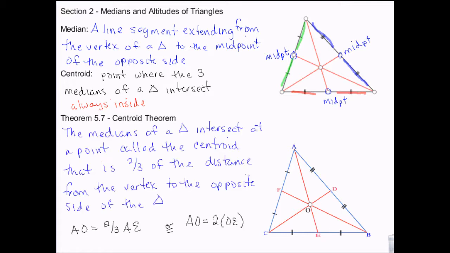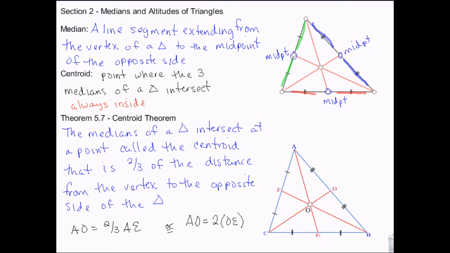When we talked about the circumcenter and the incenter, on the circumcenter, we got a point that was equally distant to all the vertices. And the incenter was equally distant to all the sides. With the centroid, we don't have equal distance. We have a 2/3 situation.